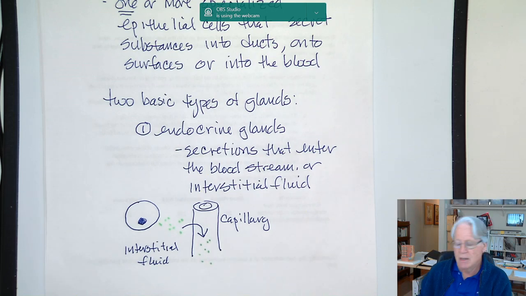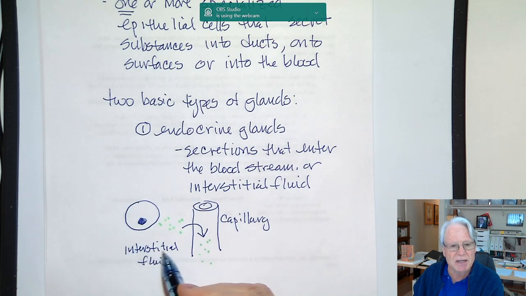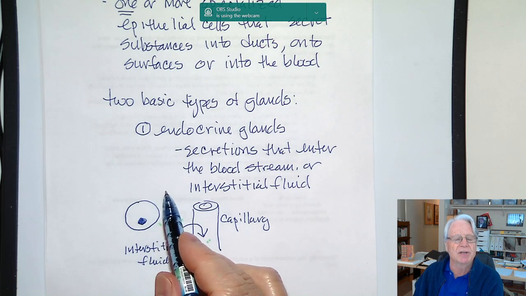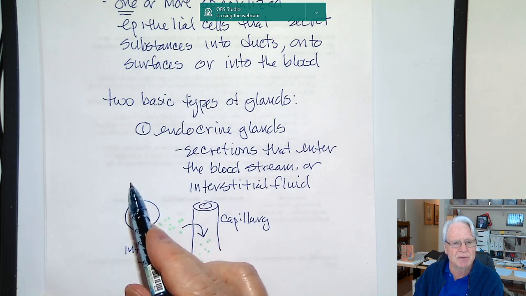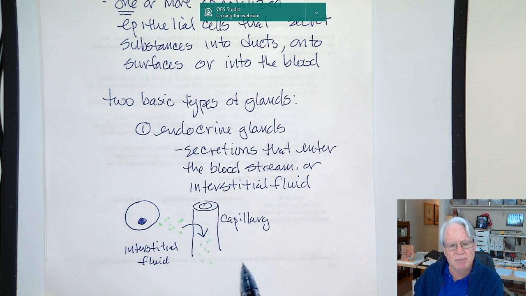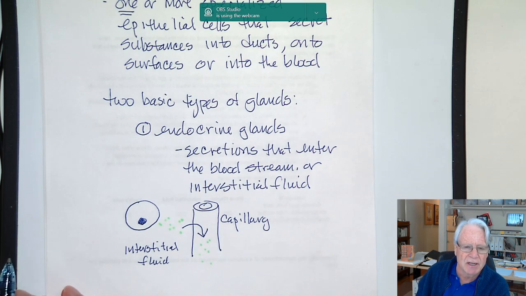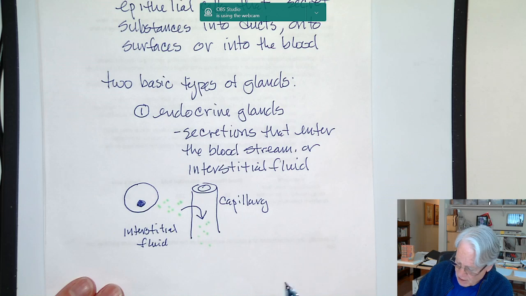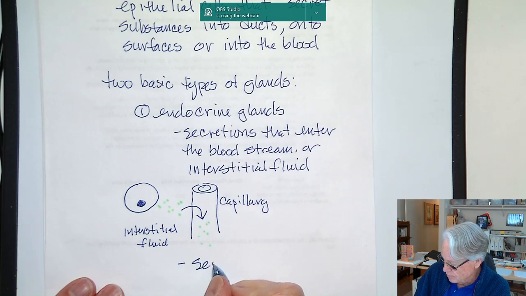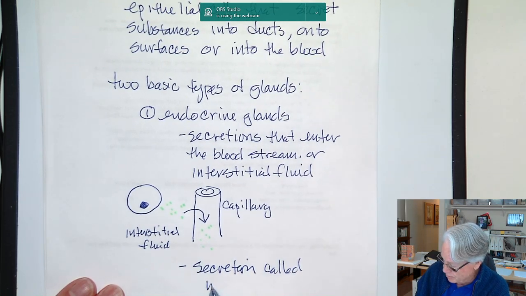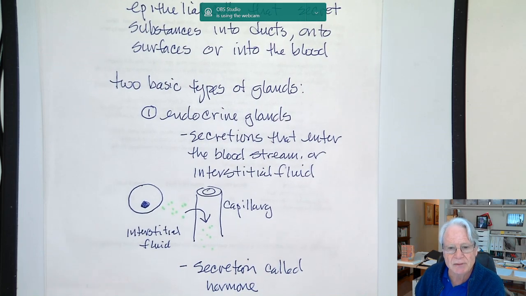Okay. It could stay here in the interstitial fluid and have an effect on another cell in the same region. So this substance is going to bind to some sort of protein on another cell and cause a change in behavior of some other cell. Or this substance can travel through the interstitial fluid, enter into a capillary, go someplace else in the body, and have an influence on another cell. That's what we're talking about with endocrine glands. The secretion that we're talking about is called a hormone.